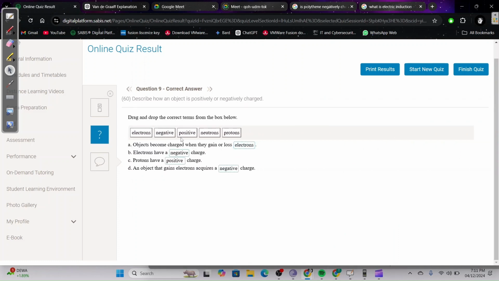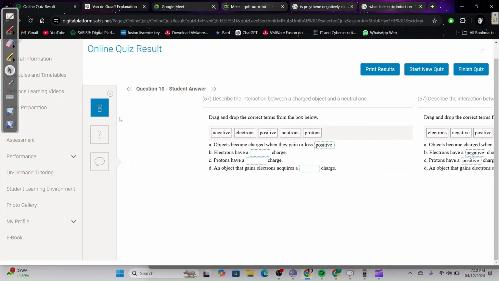Objects, I don't need to explain this question, just read it. Objects become charged when they gain or lose electrons. Electrons have a negative charge, protons have a positive charge. An object that gains electrons acquires a negative charge. Think of this as chemistry, especially think of it as ions. Once you gain electrons, you're going to have an anion, a negatively charged ion. Once you lose electrons, you're going to be positively charged, or a cation.